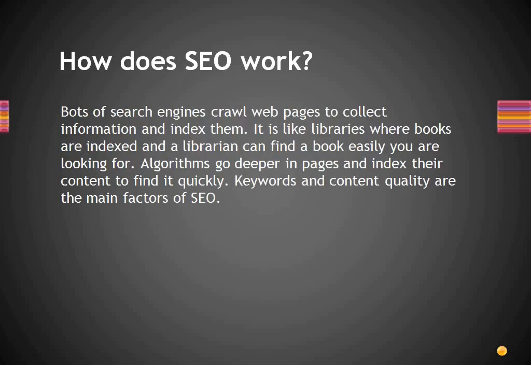How does SEO work? Bots of search engines crawl web pages to collect information and index them. It is like libraries where books are indexed and a librarian can easily find the book you are looking for. Algorithms go deeper in pages and index their content to find it quickly. Keywords and content quality are the main factors of SEO.